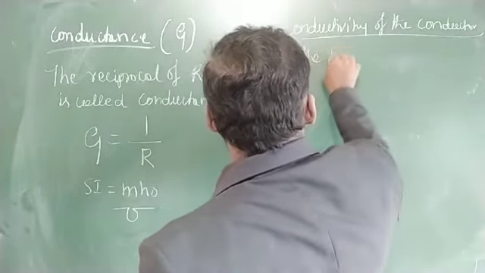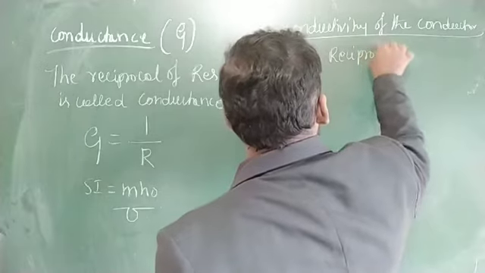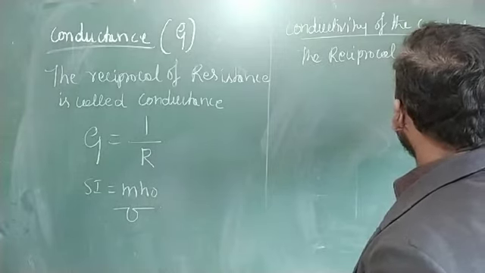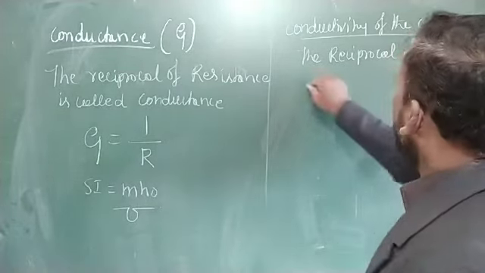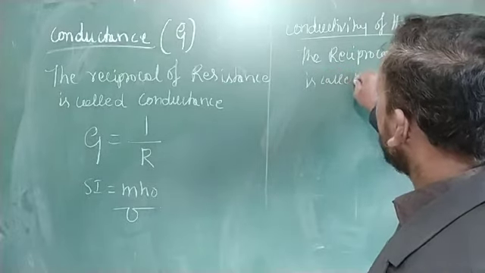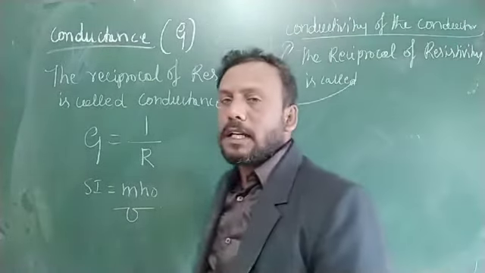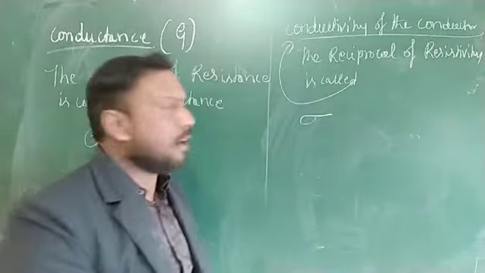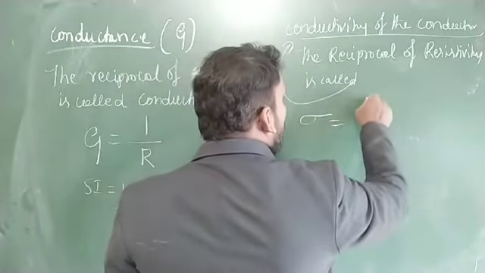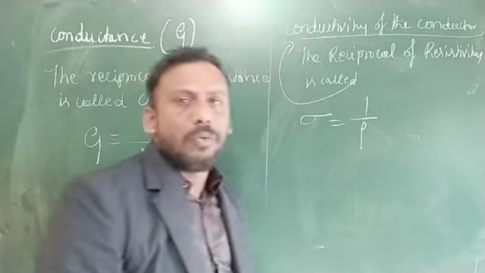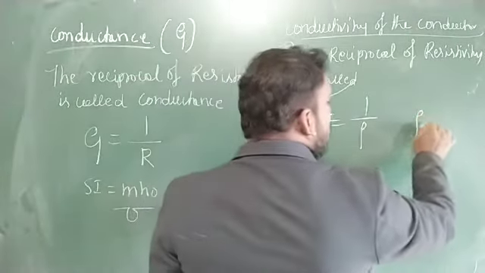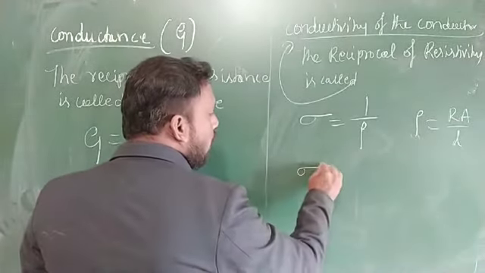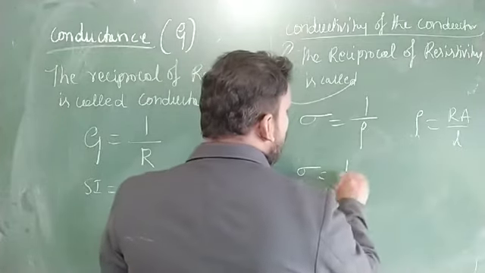The reciprocal of resistivity is called conductivity of the conductor, and it is denoted by symbol sigma. Sigma is equal to the reciprocal of resistivity, 1 over rho. Here rho is equal to RA divided by L. Therefore, sigma is equal to L divided by RA.